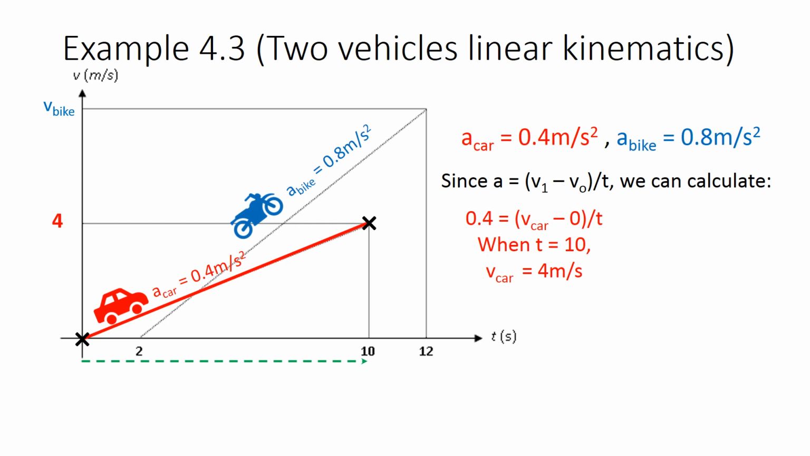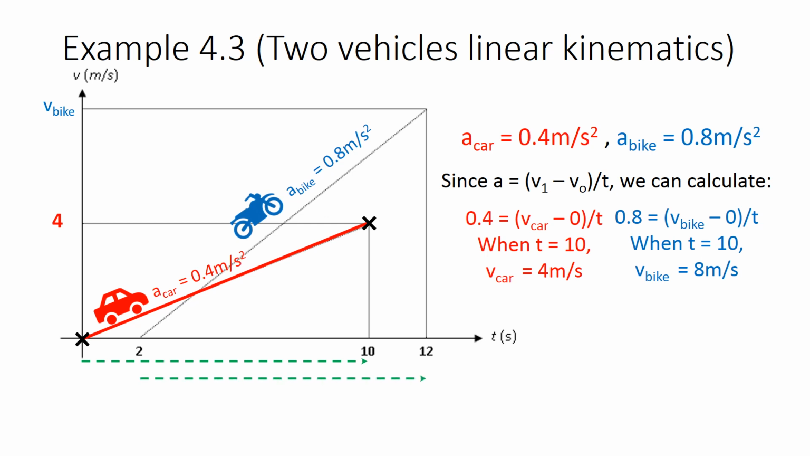So in the same spirit, we will do this for the bike as well. We know that the bike starts 2 seconds later. So applying the same approach with t equals 10 seconds and throwing that into the acceleration formula, we know that the bike will have 8 meter per second after a 10 seconds period. So again, 2 points, draw the line. So this completes the VT graph plotting for the car as well as the motorcycle.